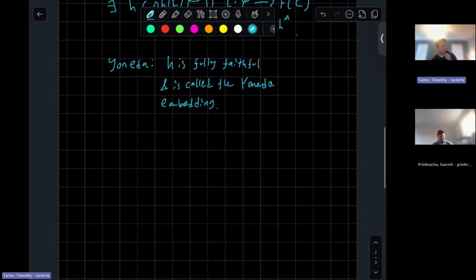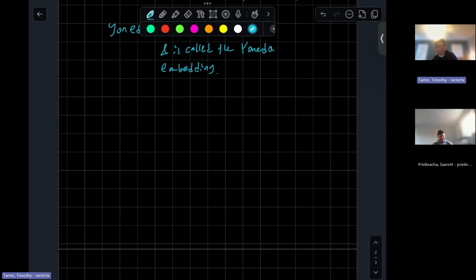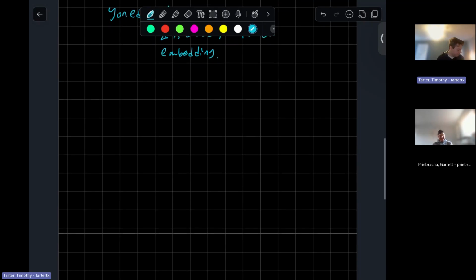And yes, the joke here is that the Yoda embedding, contravariant it is. Anyway, moving on from the section. Wow, I really cannot write today.